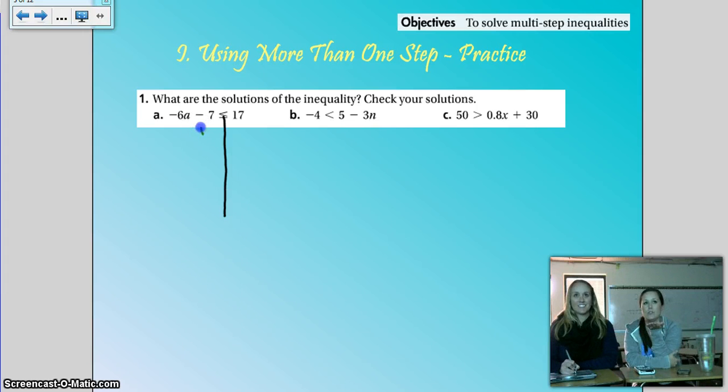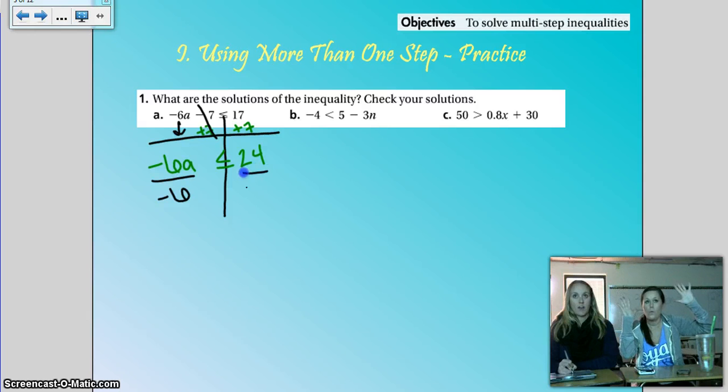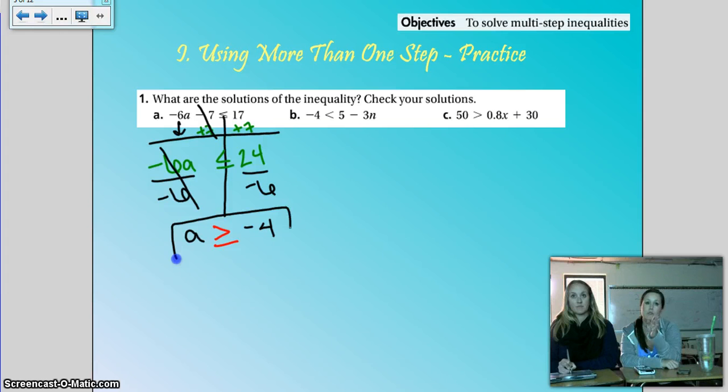So the first step is to isolate the term with the variable, so I got to get rid of that minus 7 by adding 7. I have negative 6a on the left side is less than or equal to 24. Then I divide by a negative. My negative 6 is traveling. Red flag. Flip it. So I'm flipping the sign because I divided by a negative, because it takes it to the other side of 0 on the number line. So 24 divided by negative 6 is negative 4. So a has to be greater than or equal to negative 4.